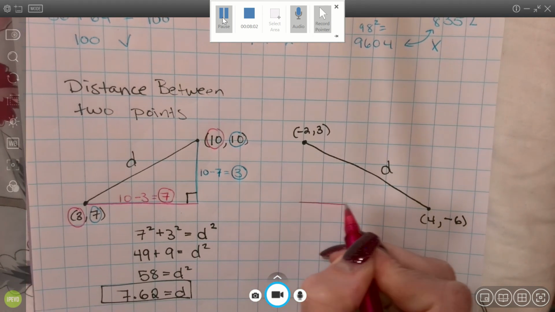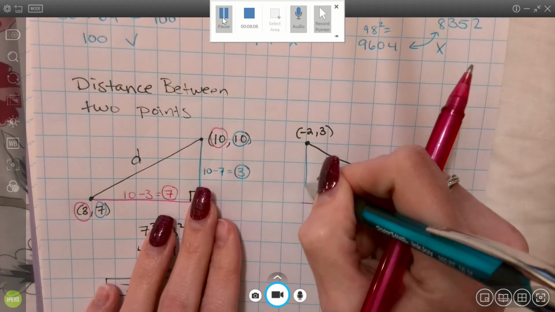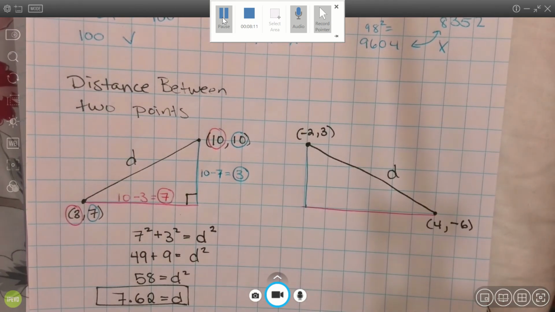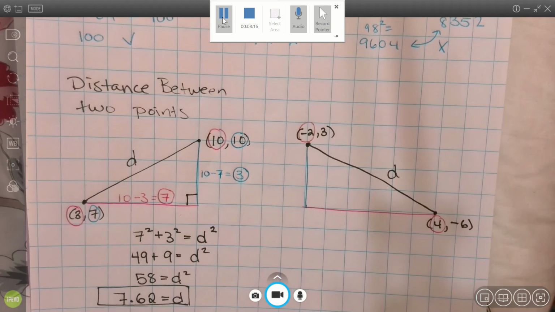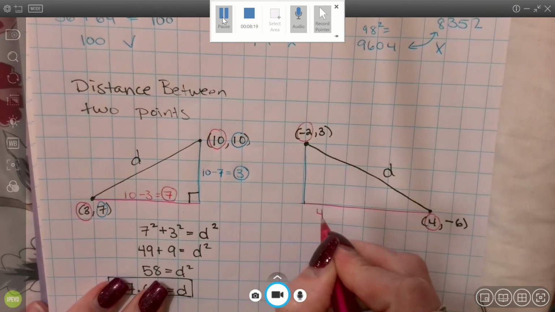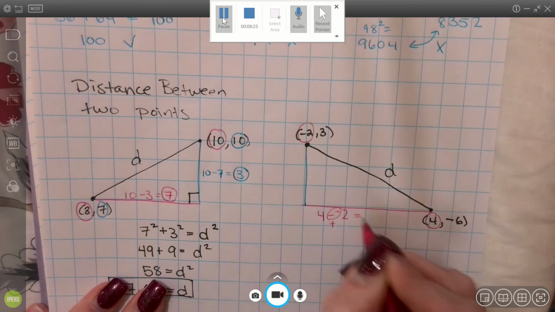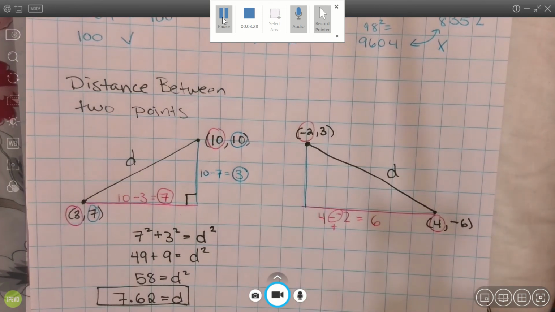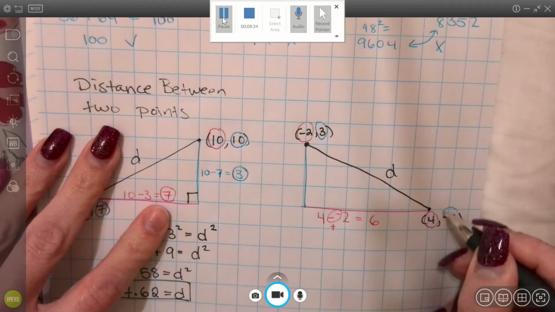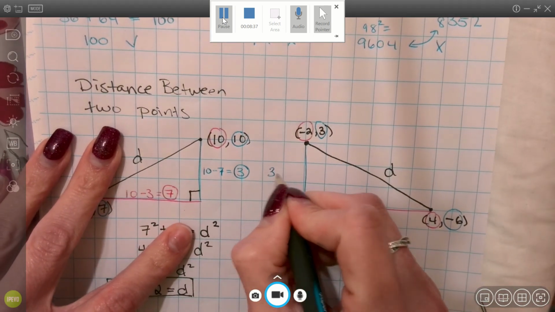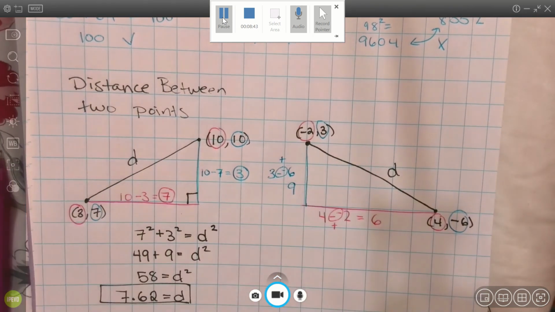You should have given yourself your horizontal and vertical lines, which will create the perpendicular of your right-angled triangle. As before, the x values give the horizontal. So this time I have 4 minus a negative 2. And minus a negative becomes a plus, meaning there's 6 units of travel horizontally. And then the vertical distance in this case goes from 3 to negative 6. Again, the double negative becomes a plus, so there are 9 units of travel.